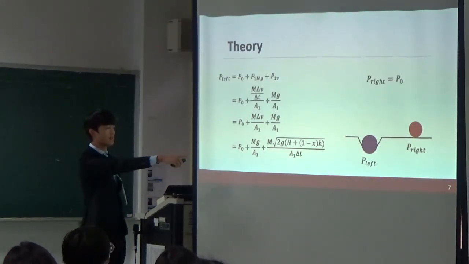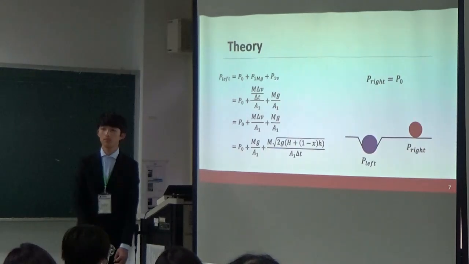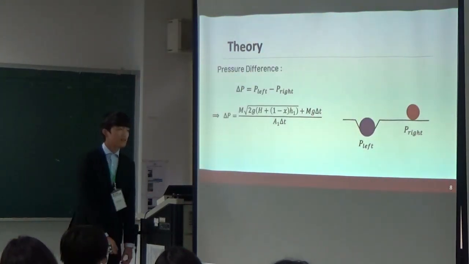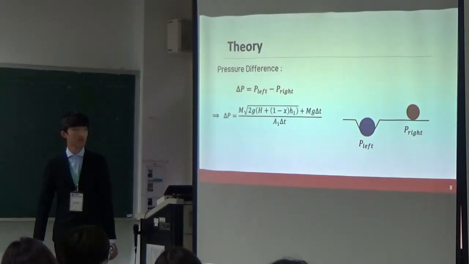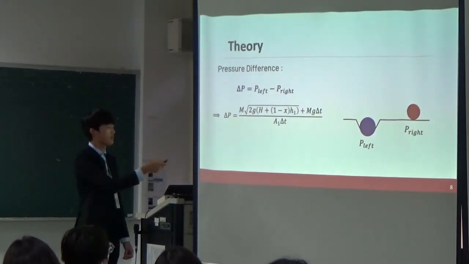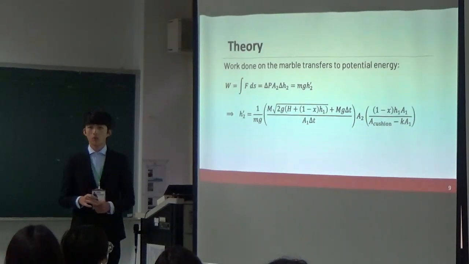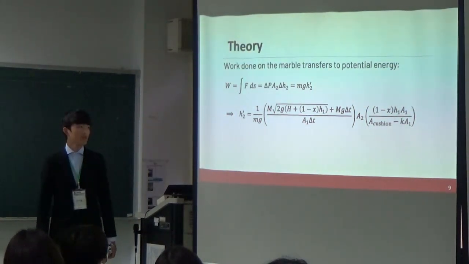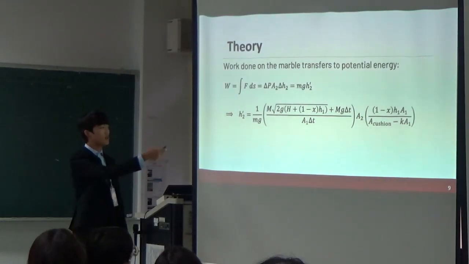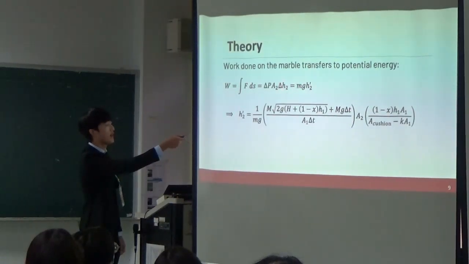And because before the collision, the pressure on the right is going to be the atmospheric pressure, therefore, there is a pressure difference on the left and the right. So we subtract the pressure on the left and the right, and we get this equation over here. And now we want to calculate the work done on the marble due to the rise in height of the cushion. So this is how we calculate it. We have the pressure difference and the rise in height.